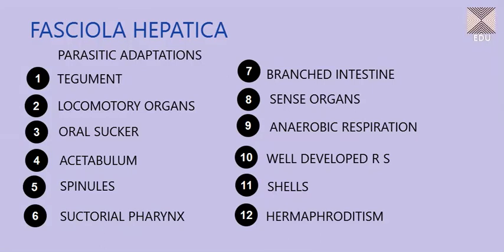So these are some of the parasitic adaptations which are found in Fasciola hepatica, and these are for the survival of the species of this animal. It has developed these adaptations for its survival, for its existence, and for ensuring the next generations in a very safe manner.